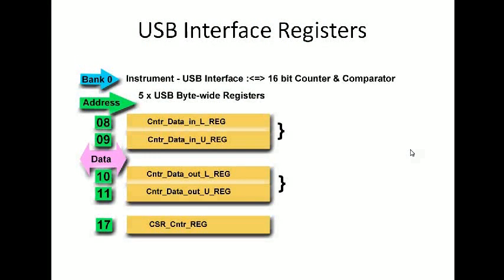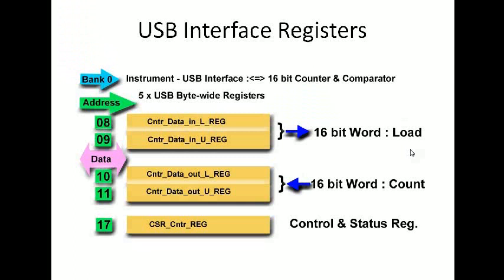We're going to use 2 registers as a 16-bit load word at address 8 and 9. We're going to use 2 registers to read the counter back at address 10 and 11, and at address 17 we can have an 8-bit control and status register. The 16-bit data is read to and from the circuit simultaneously and then transferred as separate 8 bits over the USB bus.